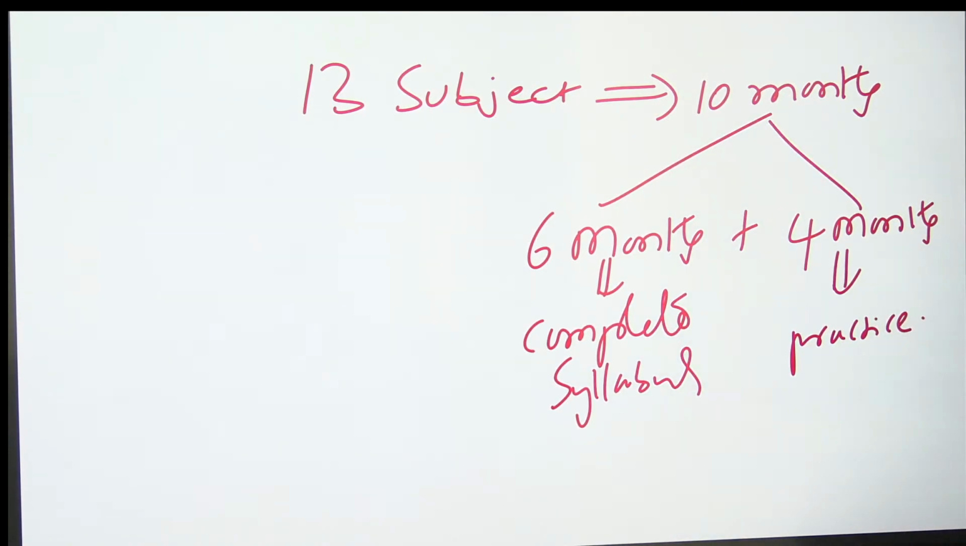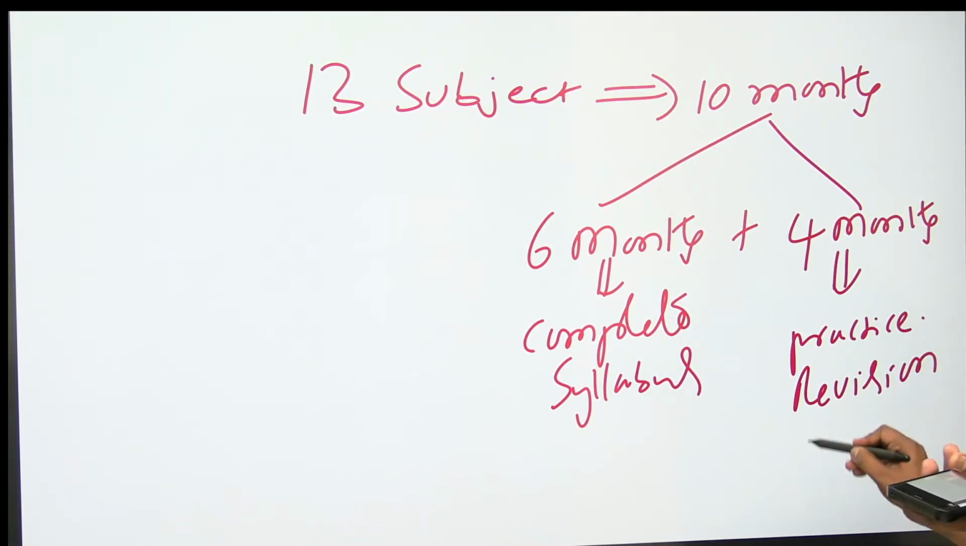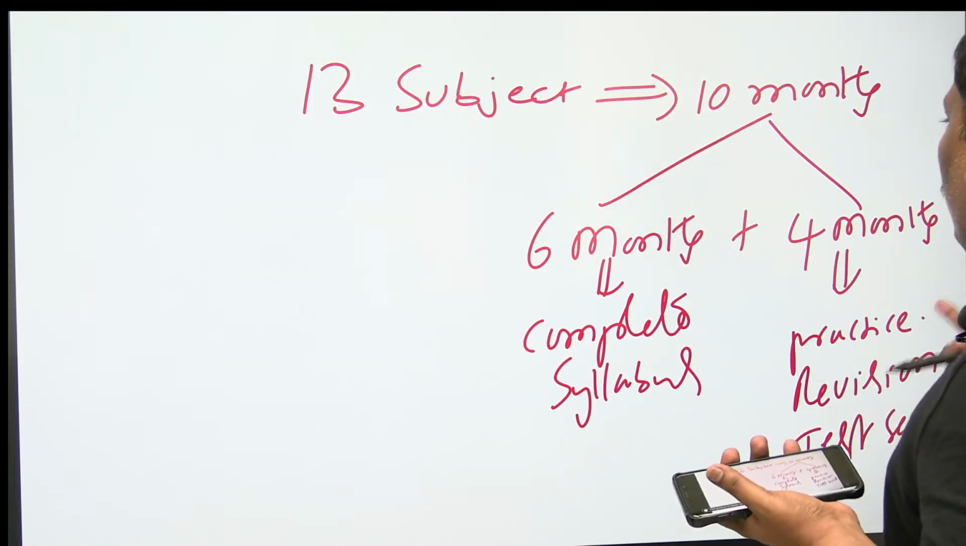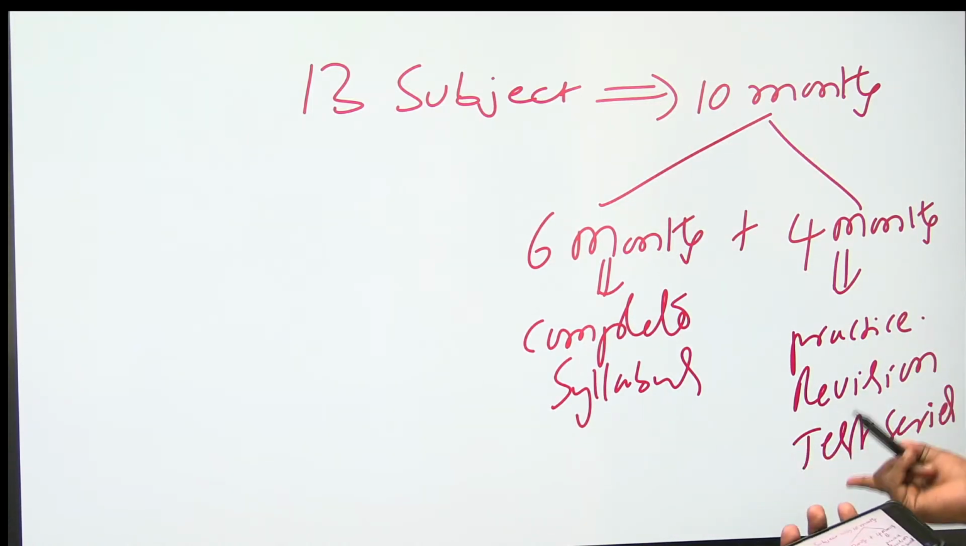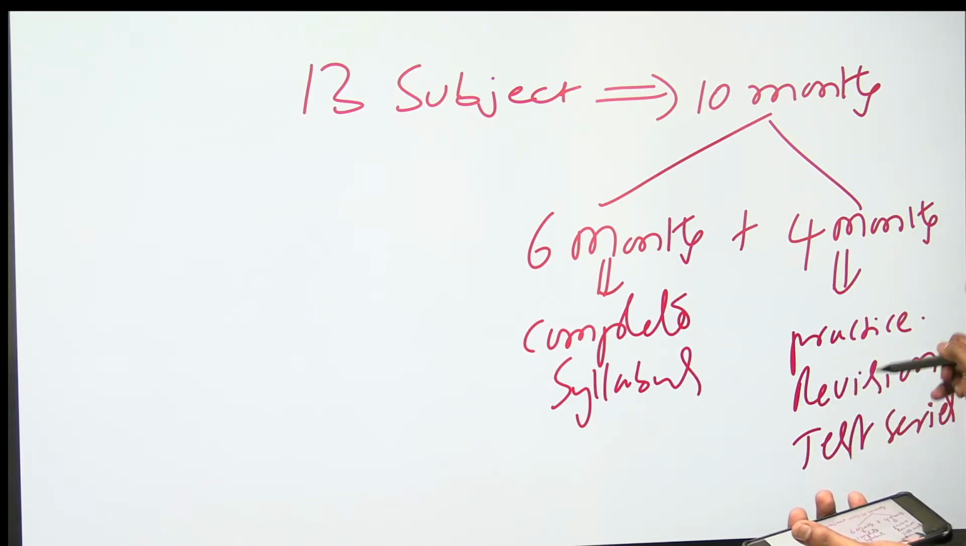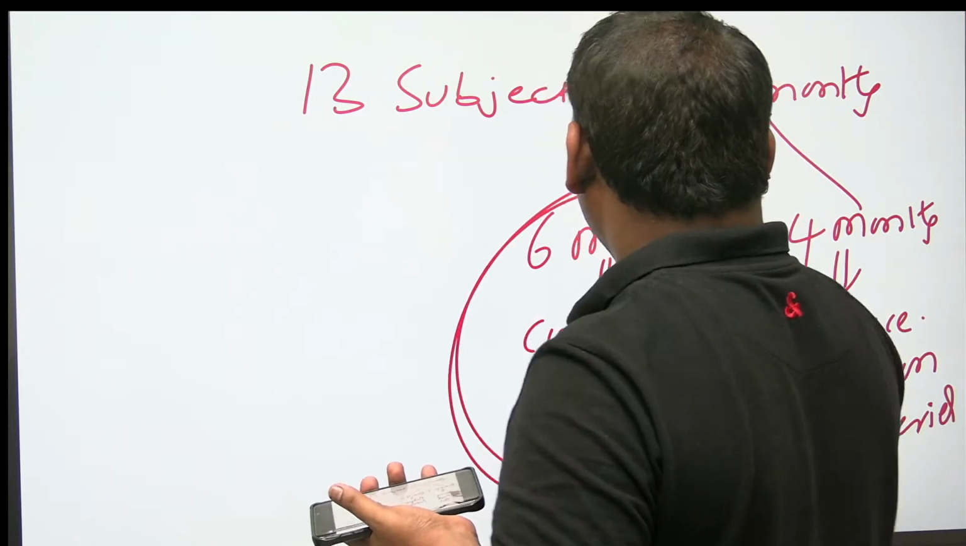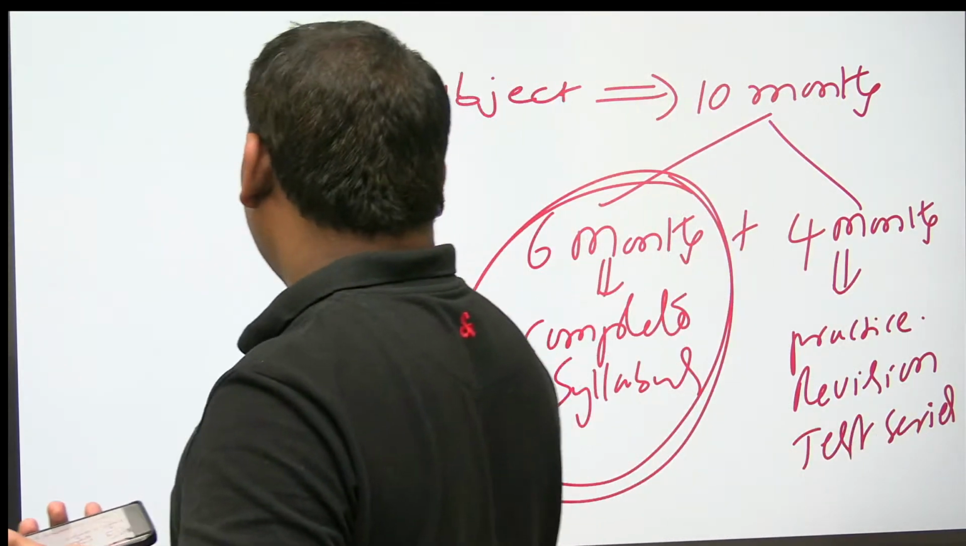Thirteen subjects you have to prepare in 10 months, which is nothing but 6 months to complete the syllabus, and 4 months of practice, revision, or test series writing. Please take care: 13 subjects, 10 months. How do you study? 6 months complete syllabus, last 4 months practice. Some people are asking how to complete the syllabus in 6 months.